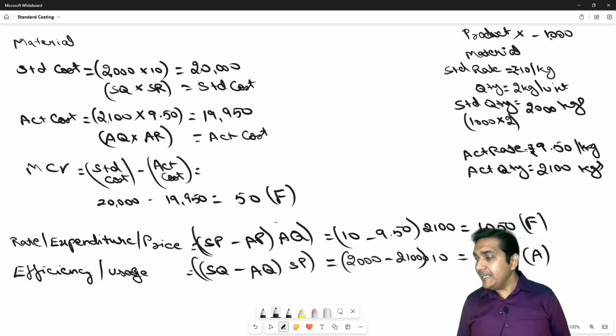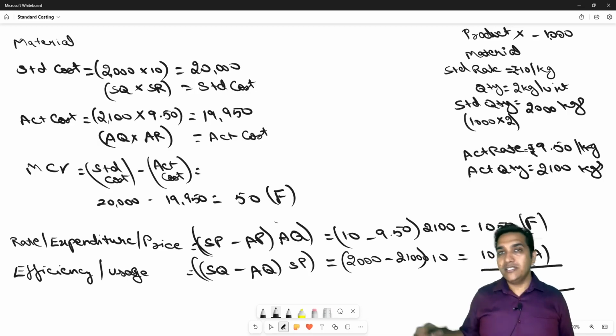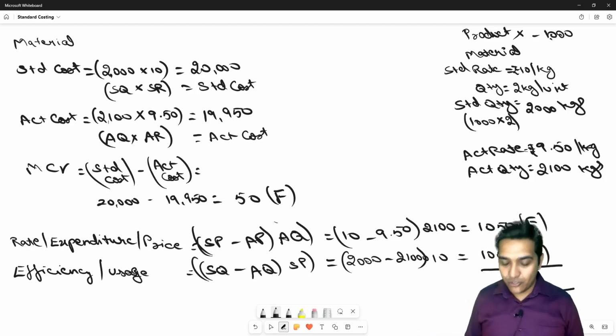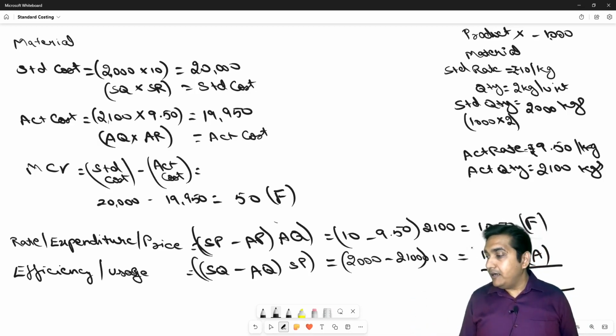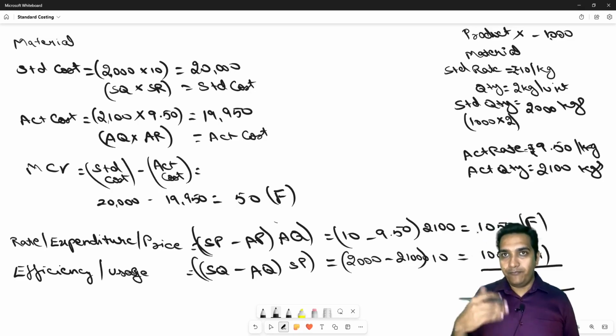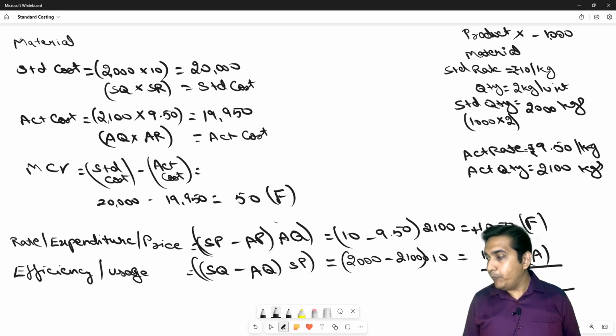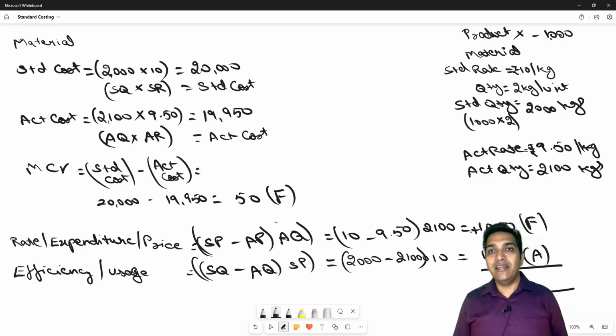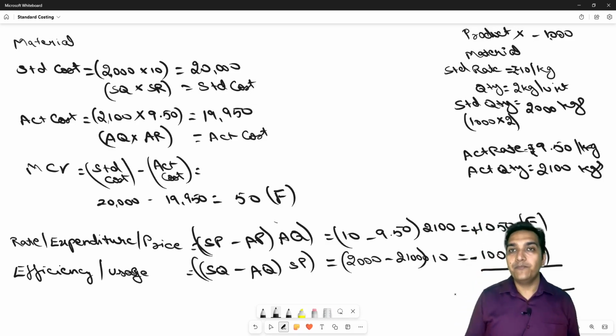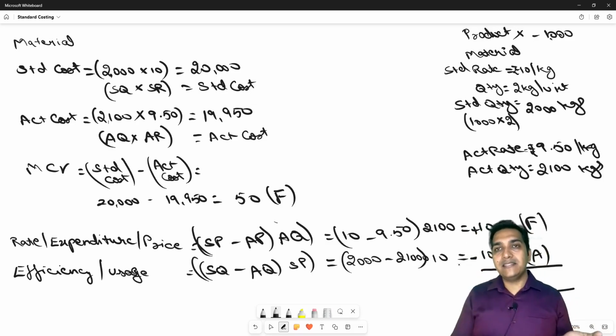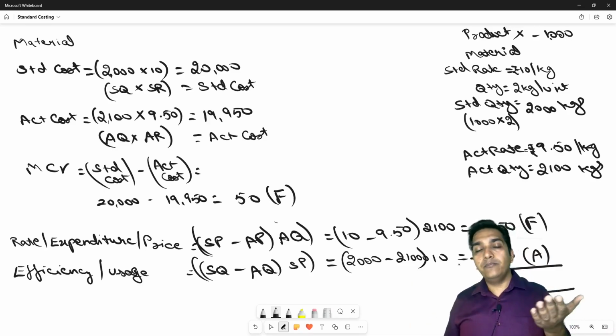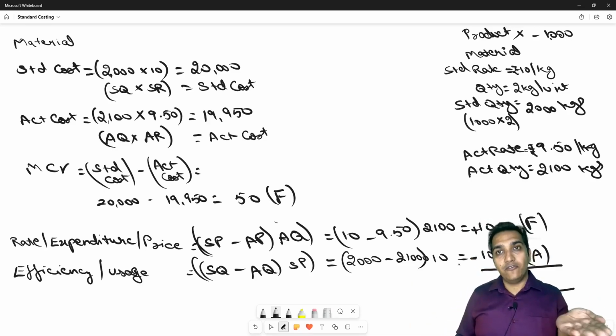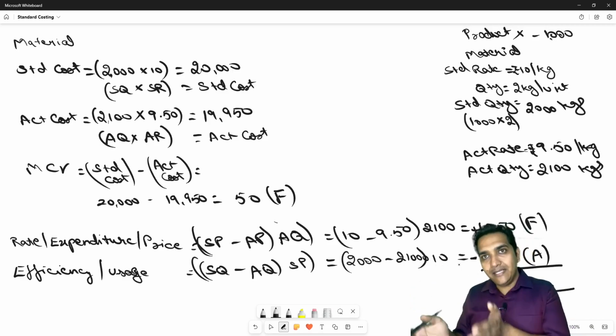Now, if we total these two, we get 50. How do we get 50? Don't say it is 2050. Don't add these two. Why? Whenever we say favorable, consider it to be positive, and whenever we say adverse, consider it to be negative. So positive, plus 1050 plus minus 1000.